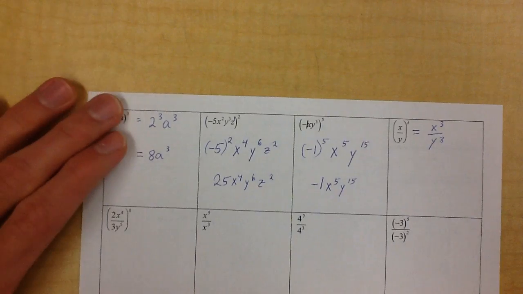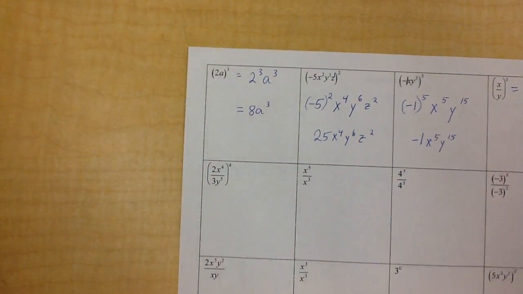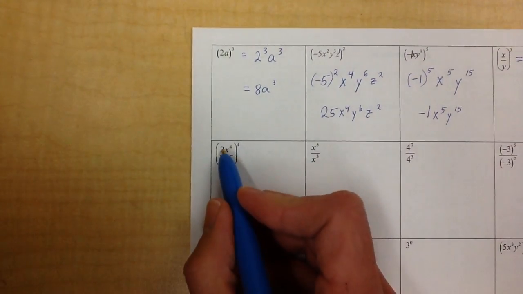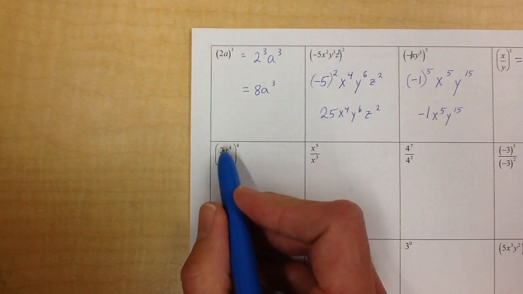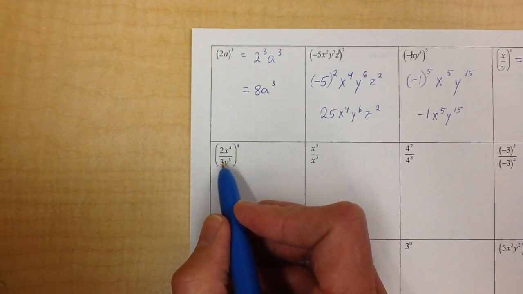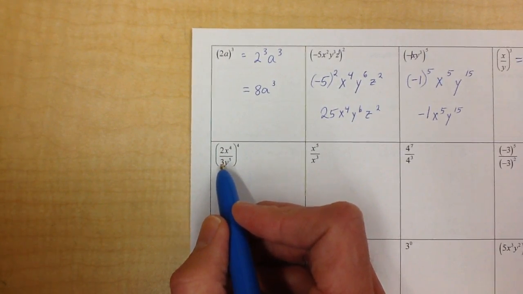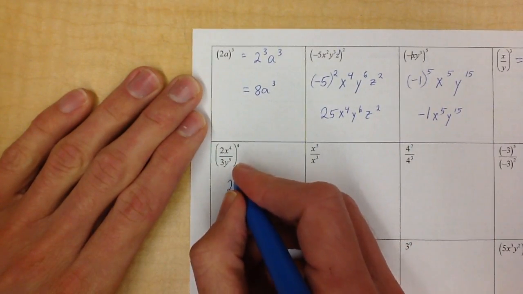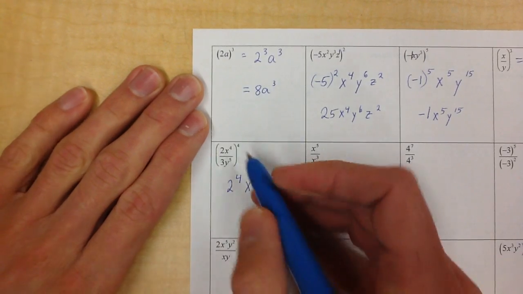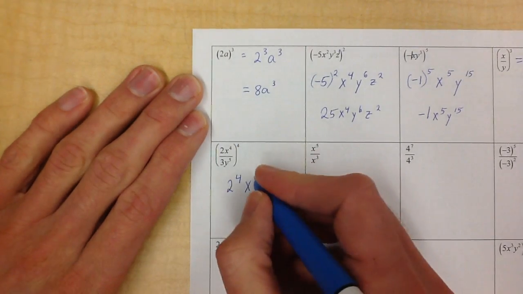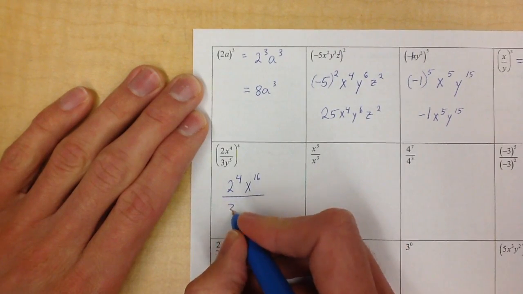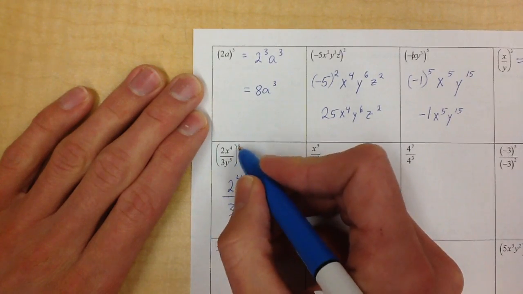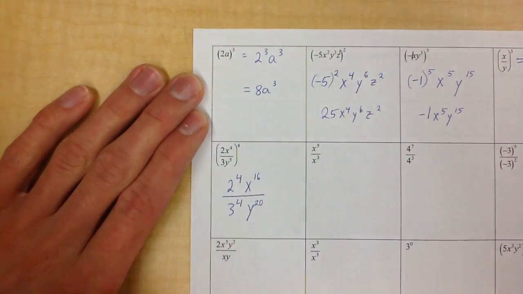Okay, let's keep going. All right, here's where my eyes go on the very next problem. I look at this 2/3, and I try to reduce it if I can. And if I can, I will. Well, I can't. 2 over 3 is as reduced as it goes. So I have 2 to the fourth, x to the, multiply, 16, 3 to the fourth, y to the 20, and we're almost done.